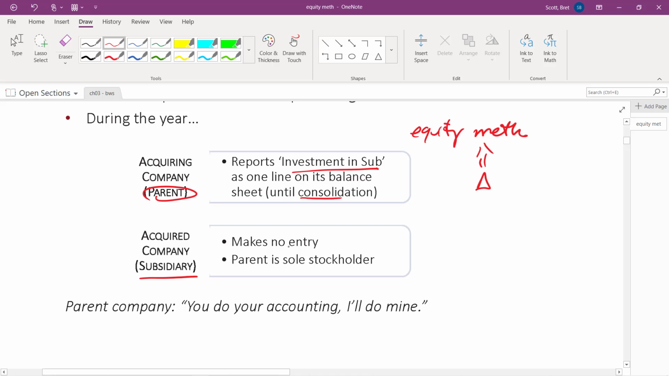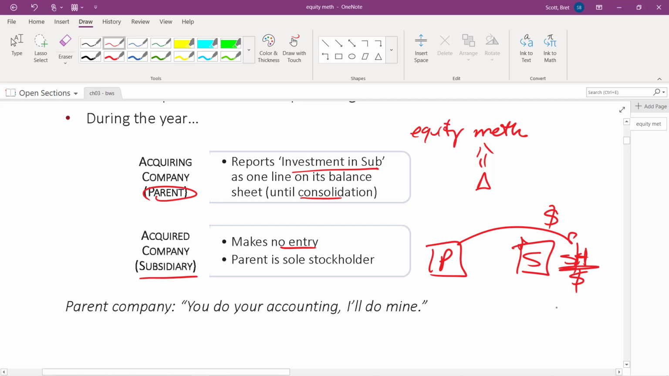The subsidiary doesn't do anything, basically. The transaction, if you will, is between the parent and the shareholders of the subsidiary. So the shareholders are the ones that put money into the subsidiary stock. When the parent is acquiring the subsidiary, what they're really doing is paying cash to the shareholders of the subsidiary, and the shareholders are in turn giving the stock certificates to the parent. So the subsidiary is just like, huh, what's going on? They know about it, but there's no journal entry on the subsidiary side. They just continue to go on about their business as they normally do.